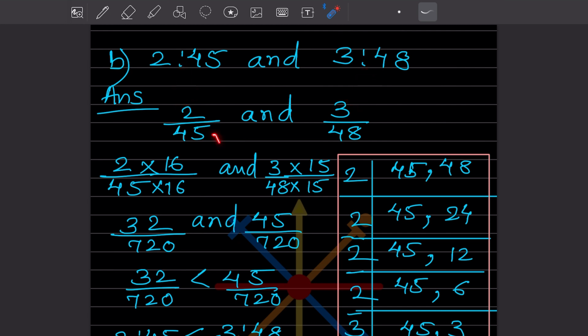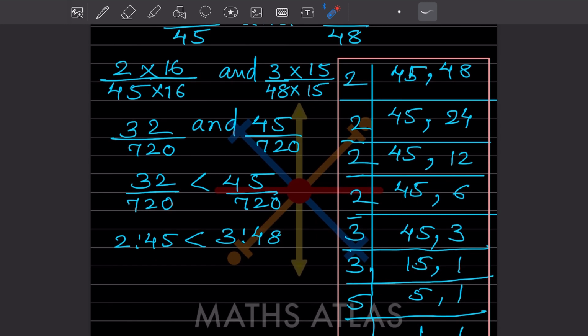Then you can see the denominators are different. So take the LCM. 2 24s are 48, 45 as it is because that doesn't go with 2. Then again we'll do with 2, this 24. 2 12s are 24. This doesn't go with 2, we'll write as it is. 2 6s are 12, 45 doesn't go with 2. Write as it is. 2 3s are 6. Then this doesn't go with 2. Keep as it is. Now what we can see, both numbers go by 3. So 3 15s are 45 and 3 1s are 3.